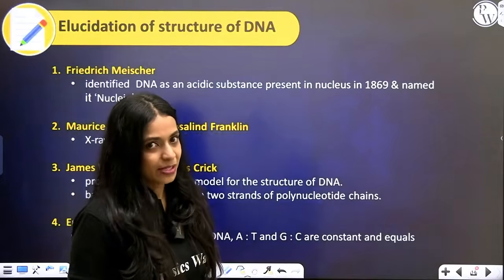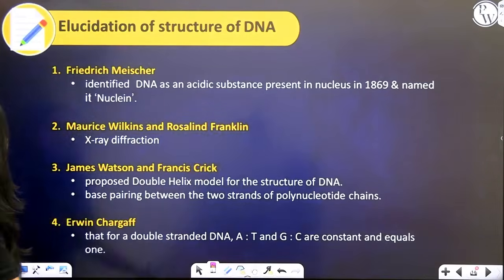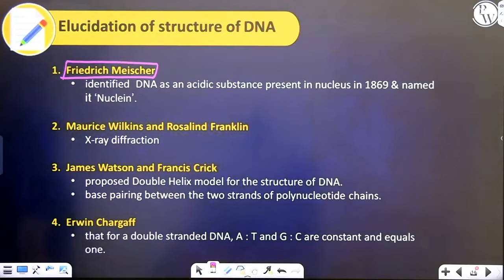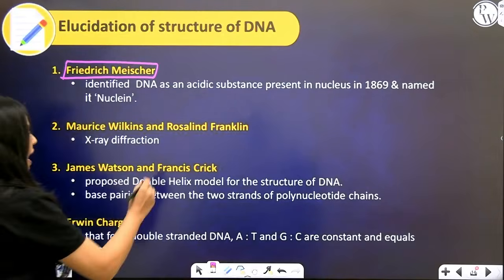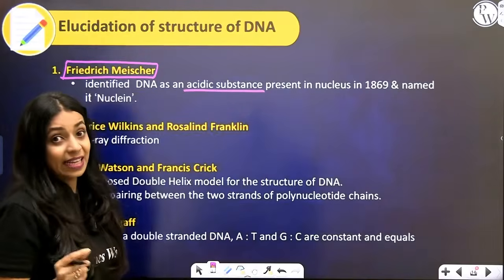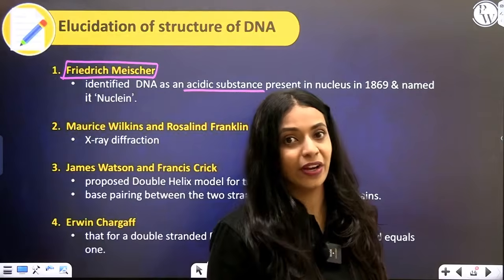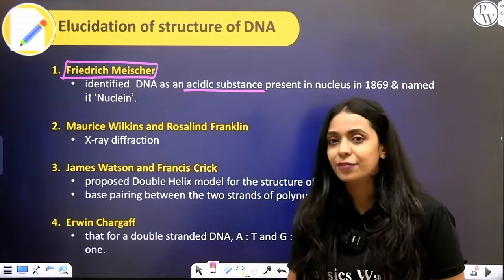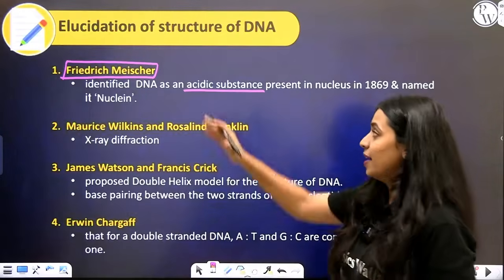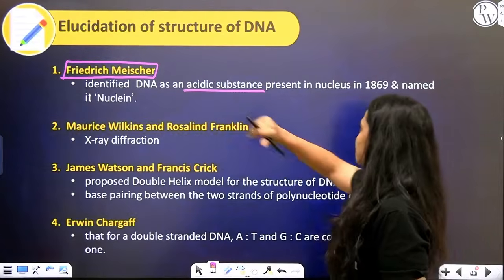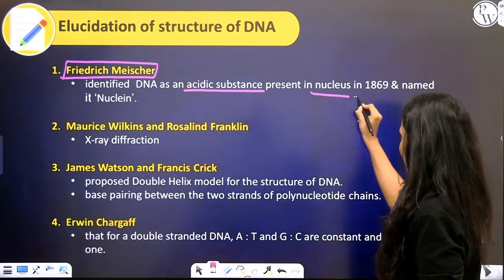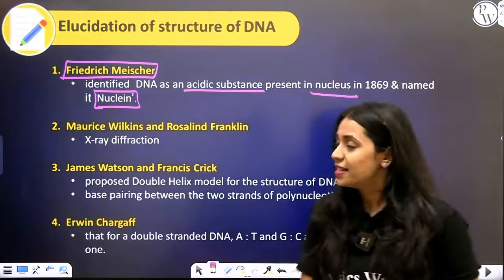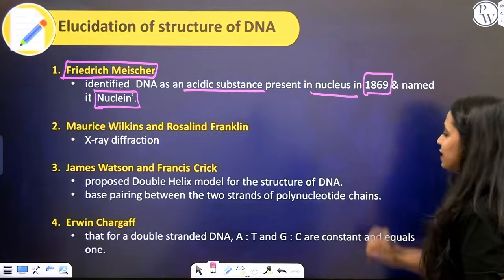What are some of the experiments that people performed? Let's talk a little bit about it, starting with the work of Friedrich Miescher. Friedrich Miescher is the first person to have identified DNA as an acidic substance. DNA is acidic definitely because it has that phosphate group. Because of the phosphate group, it is acidic in nature. The first person to have identified that feature of DNA is Friedrich Miescher, and since it was present in the nucleus, he called it nuclein. This happened in the year 1869.